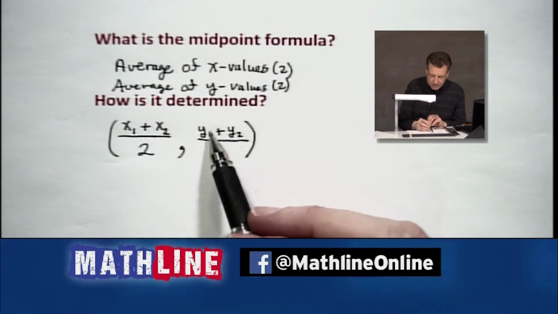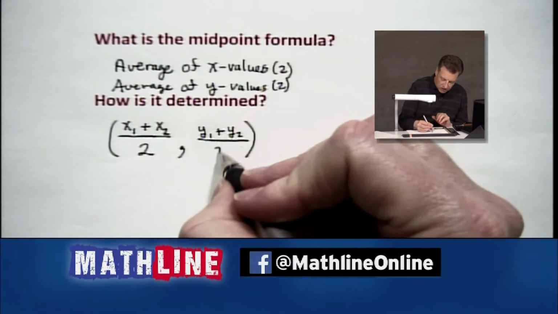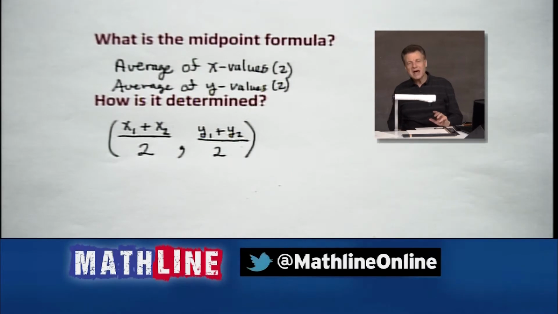And again, notice I put my first y plus second y. It doesn't matter which order we put them in, by the way, does it? Absolutely not, because when you add them together, it's the commutative property. All right, you can add them whichever way you want to. And then we'll do the same thing. We'll divide that result by 2.